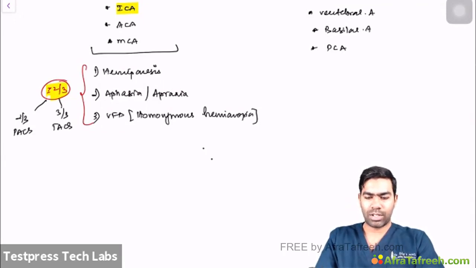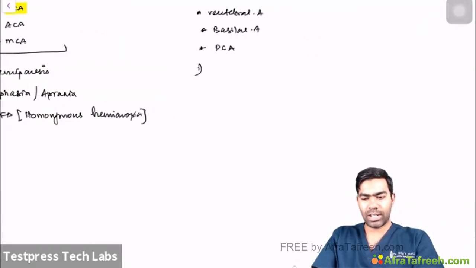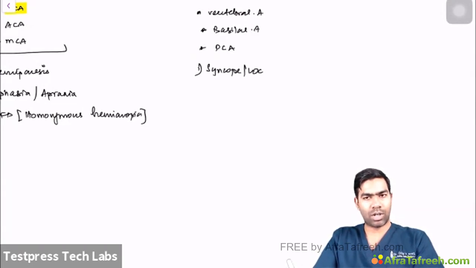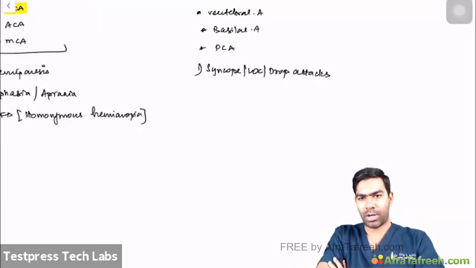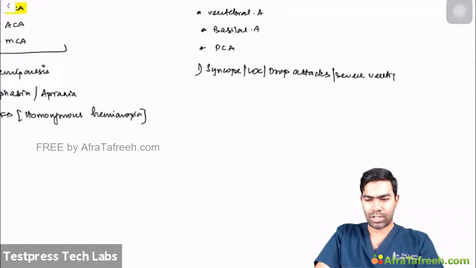As far as the posterior circulation stroke is concerned, there are some 3 to 4 findings which can tell you it's a posterior circulation stroke. The first finding is the patient showing symptoms or signs of syncope, or if the question tells you loss of consciousness, or the patient presents with drop attacks, which are nothing but syncope, just called in a different way. Or severe vertigo. In this setting, I'm going to think about a posterior circulation stroke.